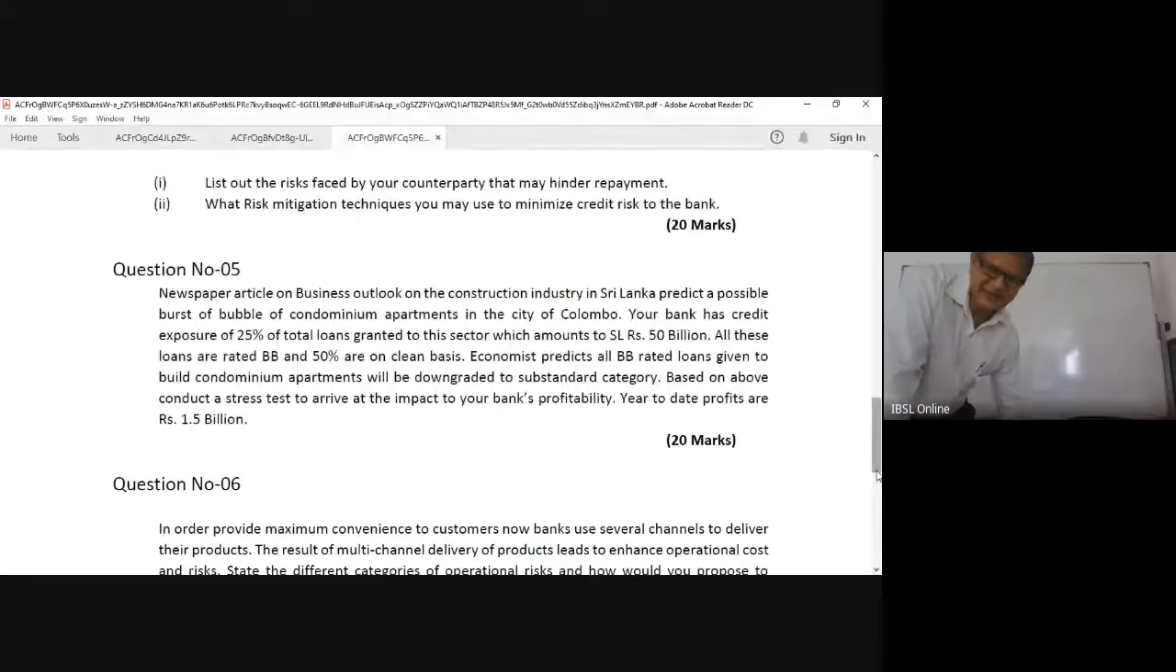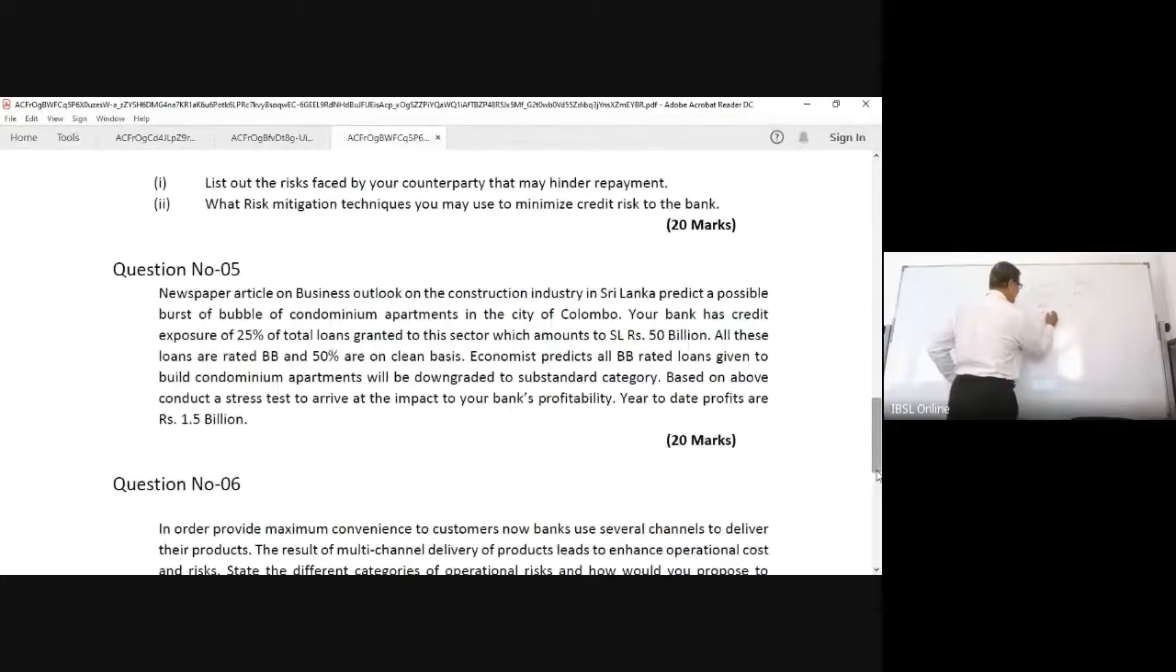Now we need to immediately understand that when it says double B, the risk weight given is 100%. And it also says 50% of this, which is 25 billion, is clean. So you don't have collateral to cover this particular amount.